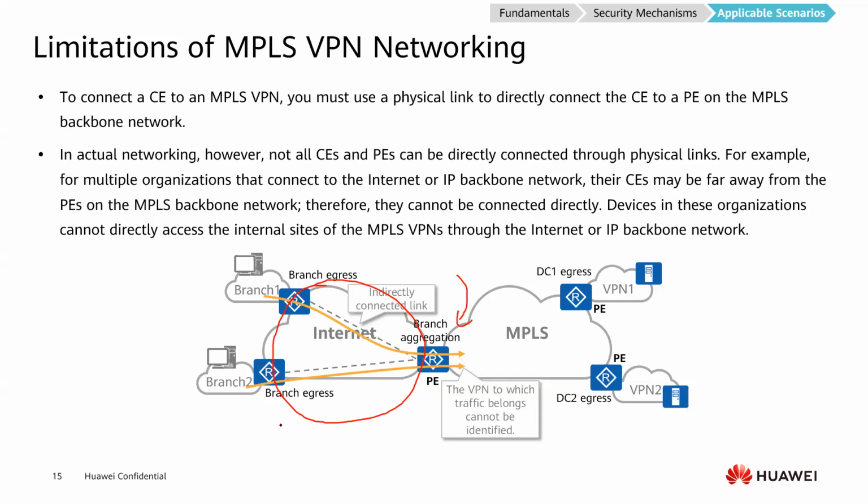So those customers just purchase the internet, but those packets actually needed to be sent into the MPLS network because maybe they wanted to communicate with the MPLS VPN devices. So what to do? We can use GRE to solve that.